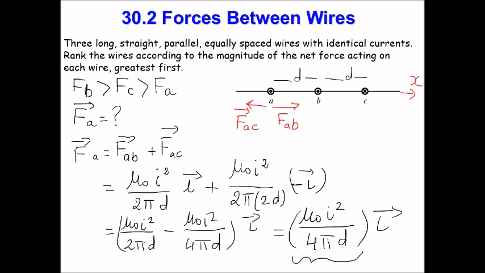So what you need to do is the same thing for the other two wires, and at the end you will compare the magnitudes for each wire. So that's the magnitude that you need to compare.